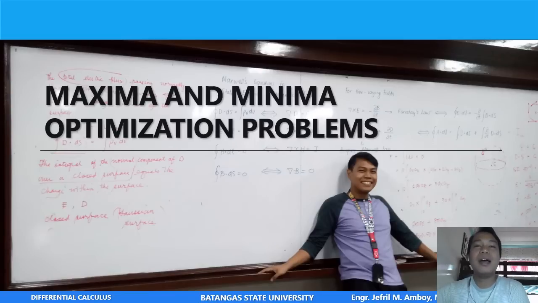Now, for other examples, halimbawa, binigyan ka ng material sa paggawa ng isang storage bin or storage box. Gusto mong ma-maximize yung volume. Kailangan mag-come up ka sa pinakamalaking volume using the smallest amount of material. That is an example of optimization problem. Kung gagawa ka rin ng isang bagay, halimbawa, gusto mong ma-minimize yung cost sa paggawa nito. That is another example of optimization problem.